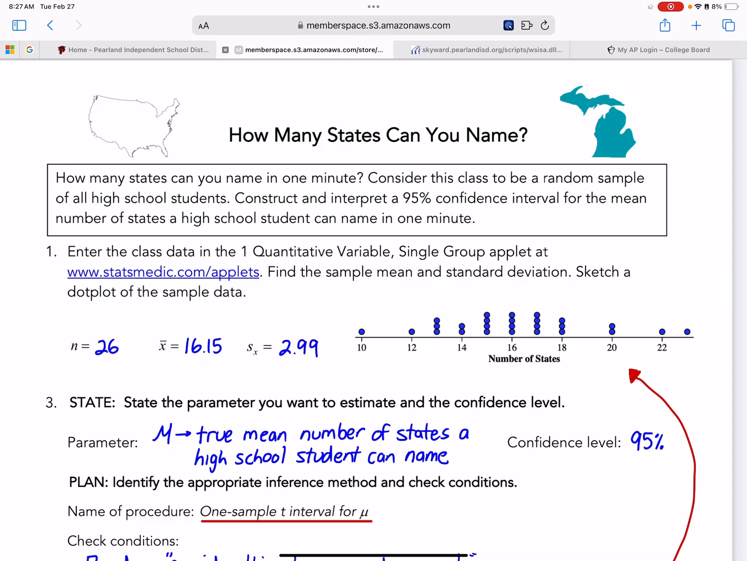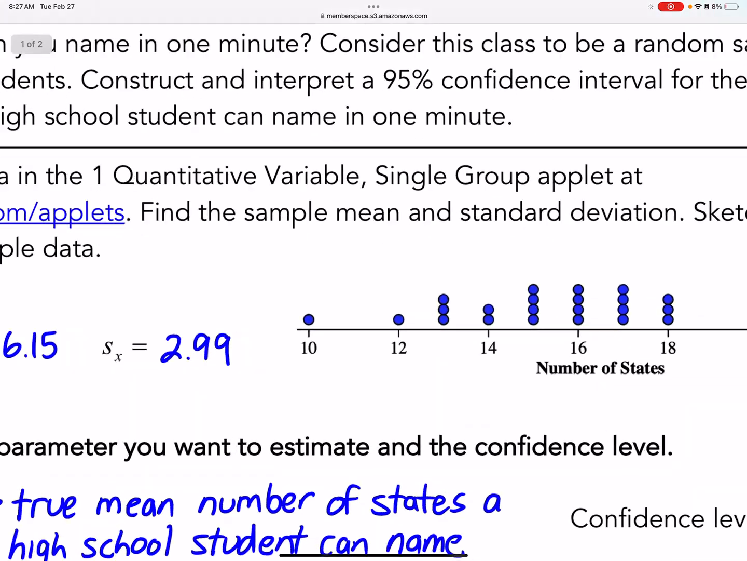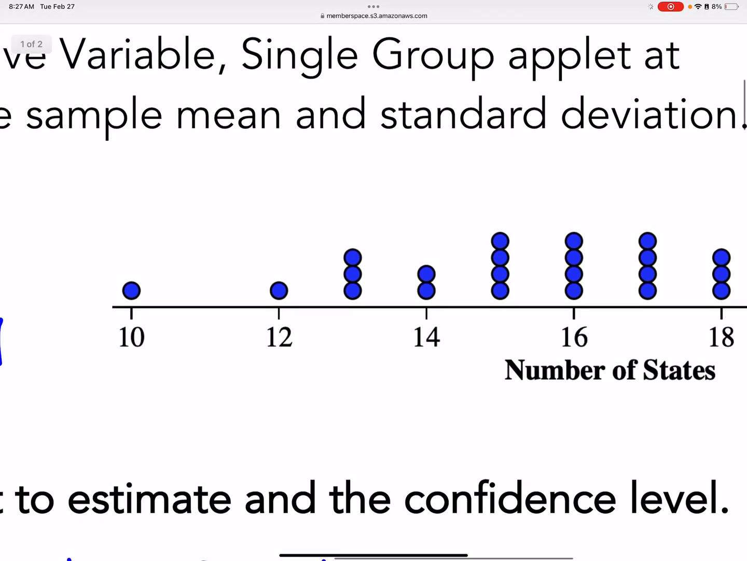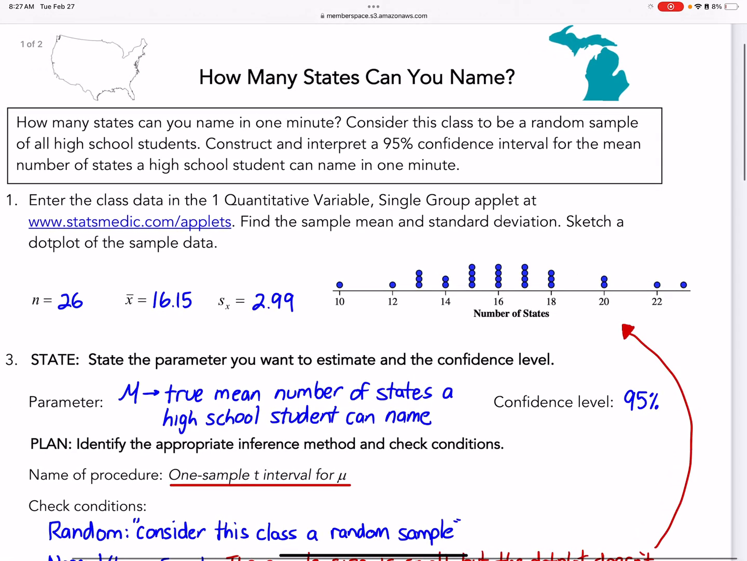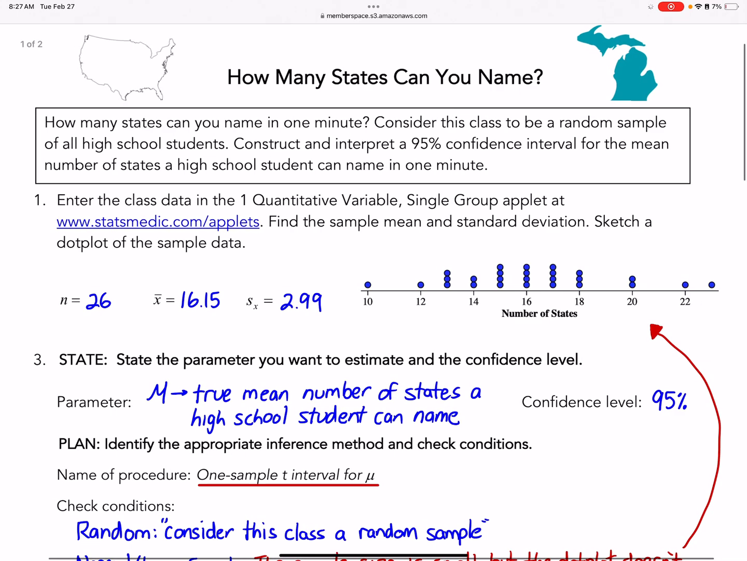So each dot represents one student, how many one student could name. So one student could name 10 states, another one could name 12, 3 of them could name 13, and so forth and so on. So if we fill out the parameter, remember the mean is mu, and it's equal to the true mean of states a high school student could name in 1 minute, really that should say. And I'm doing a confidence level of 95% because that's what it asked me to construct, a 95% confidence interval.